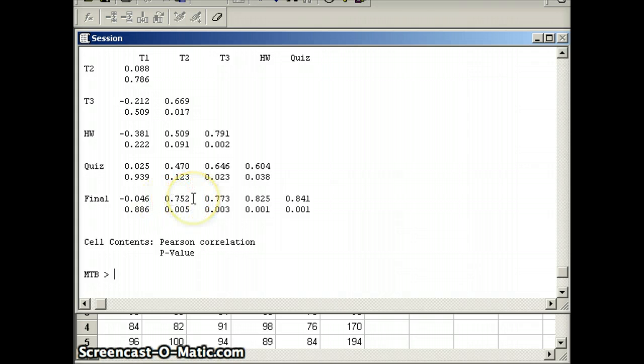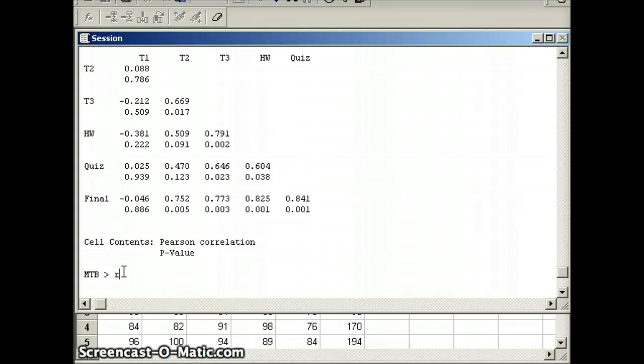But you'll notice the correlation for test 2 is 0.752. The correlation for test 3 is 0.773. The correlation for the homework, even higher, 0.825. And the correlation for the quizzes, even higher, 0.841. So we're going to go ahead and do our regression to try to predict the score on C6, but we're not going to include T1 yet.